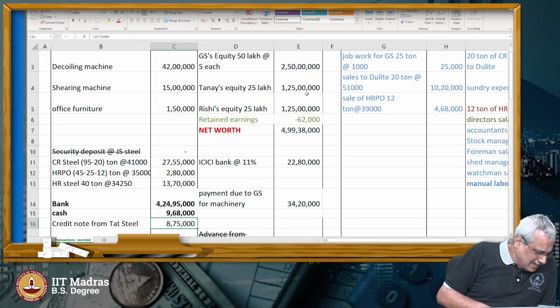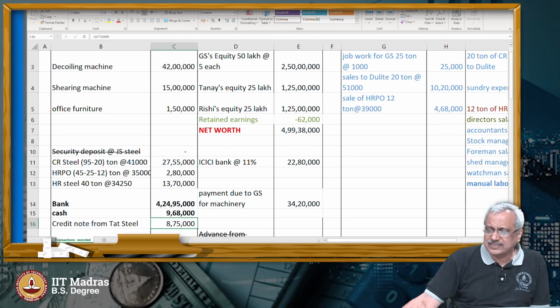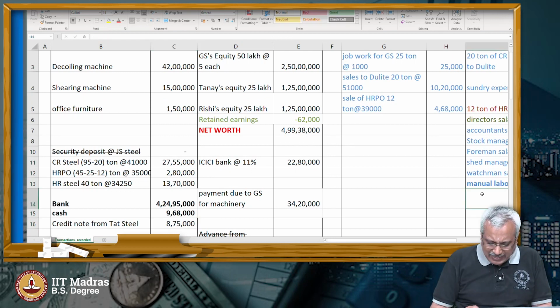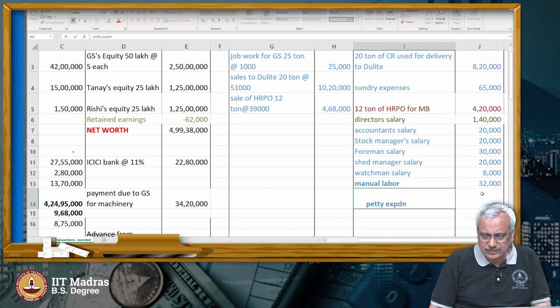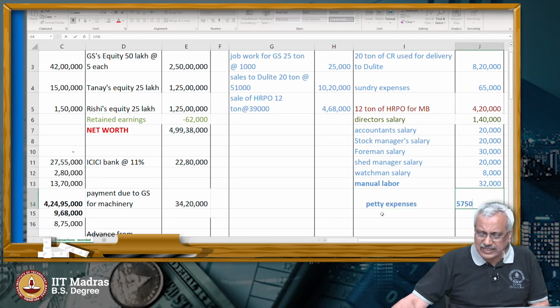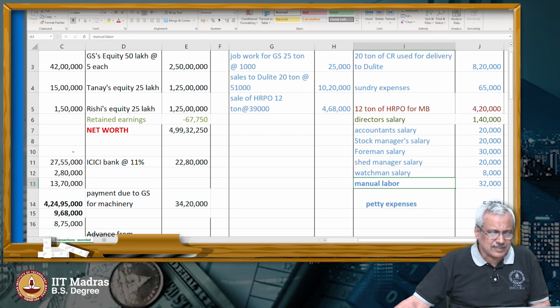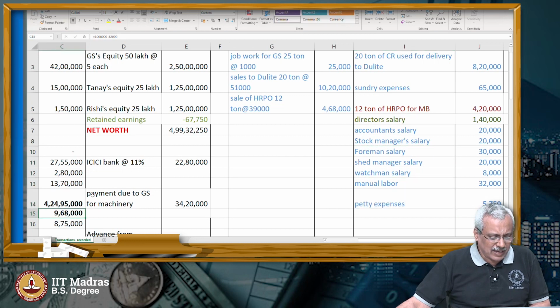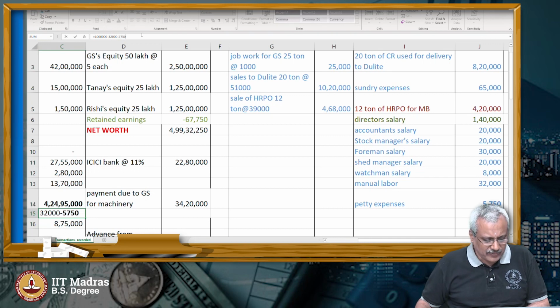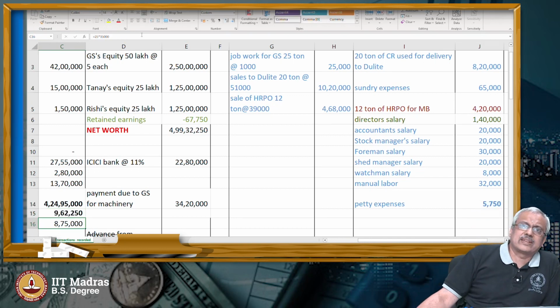Further it says, petty cash expenses amounted to 5,750 settled in cash. Now, petty expenses, basically petty expenses means what? Small cash expenditures. Paid for in cash. When it is paid for in cash, what happens? 5,750. My cash balance comes down further.